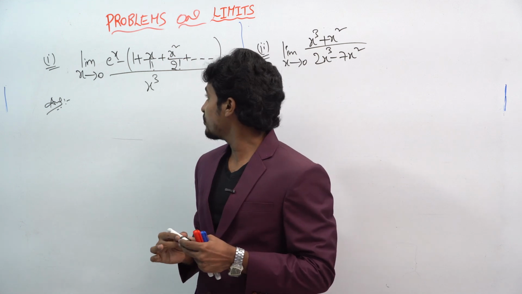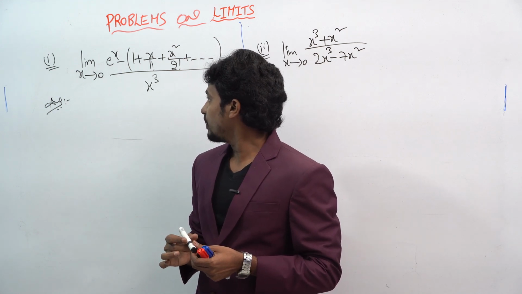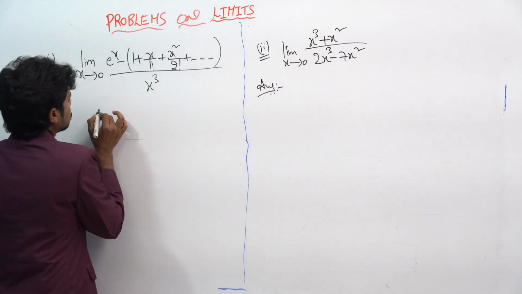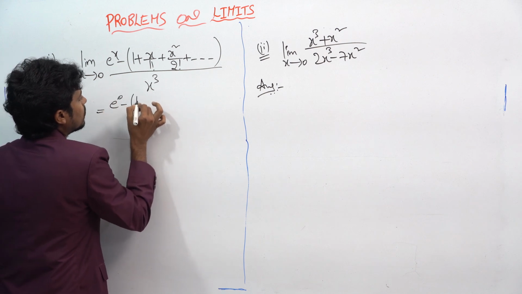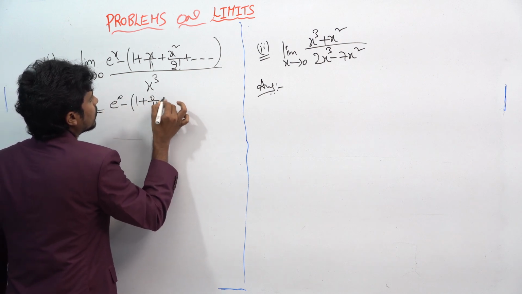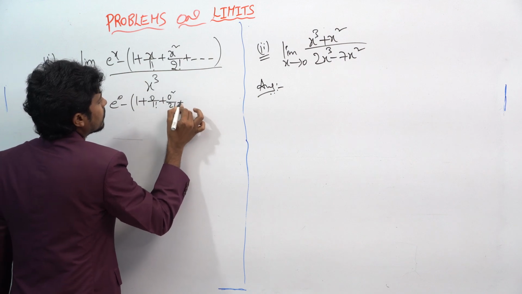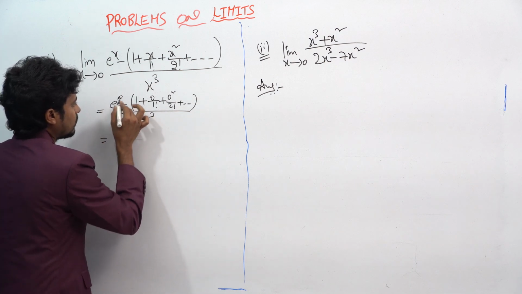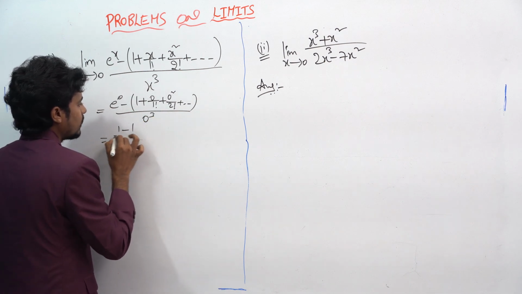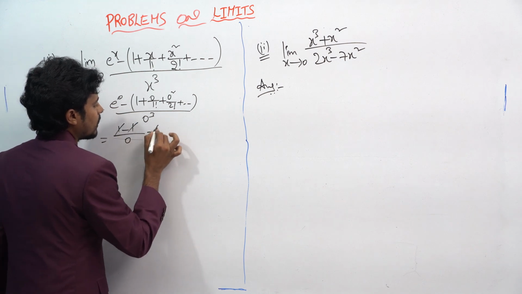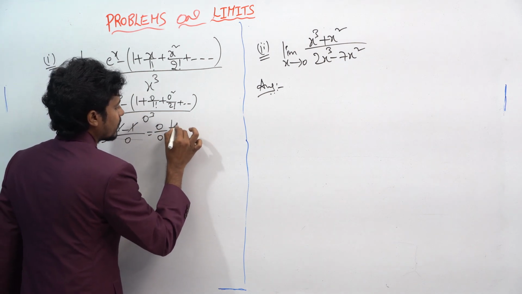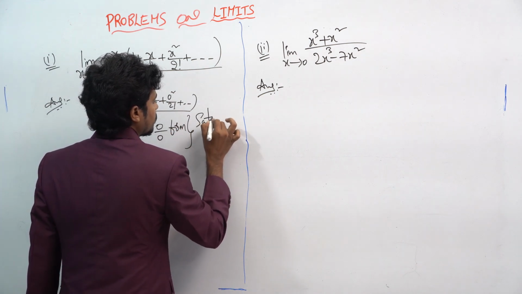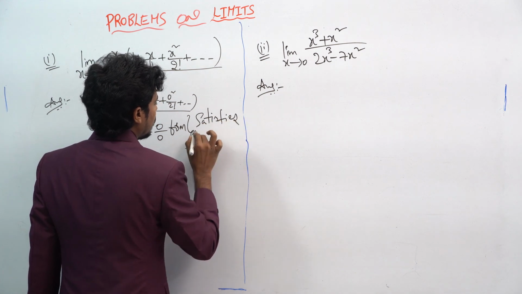First of all, we have to put in the limit and check whether it satisfies L'Hospital's rule or not. Here this becomes e power 0 minus (1 plus 0 by 1 factorial plus 0 square by 2 factorial plus so on) divided by 0 cube. e power 0 is 1, so 1 minus 1 divided by 0. So this is the 0 by 0 form. Hence it satisfies L'Hospital's rule.